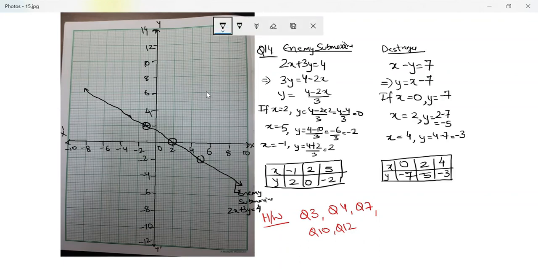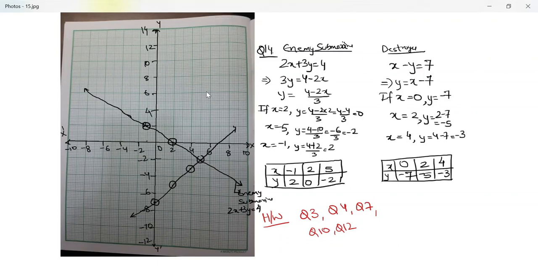So 0 with negative 7, that's here. Next is 2 with negative 5, which is here. The last one is 4 with negative 3, which is here. So the destroyer is just about to intersect the path of the enemy submarine, and this is where they intersect.